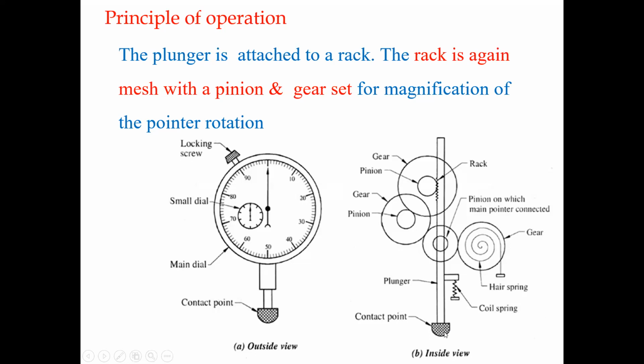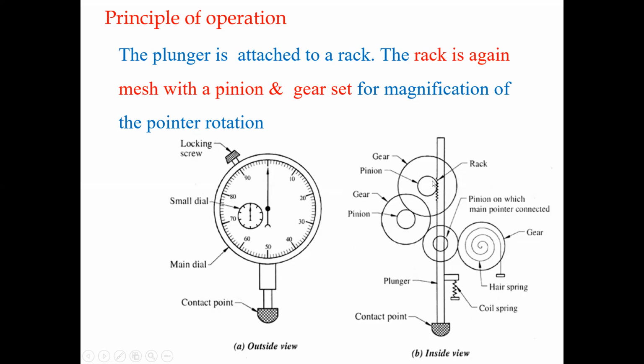Because of variations at the bumps, this plunger will deflect up and down. Simply, this plunger will move up and down. Suppose you assume the plunger is deflecting in the upward direction. When the contact point is moving on the work part and the plunger is moving upward, because of the meshing between rack and pinion, the upward motion of this rack is transmitted to the pinion, which is meshed with it.